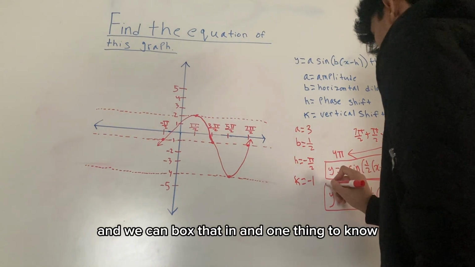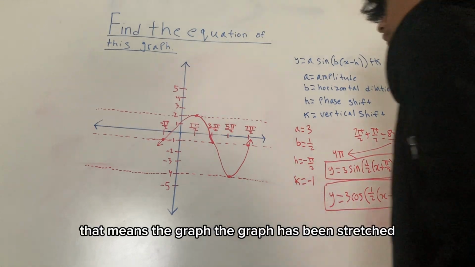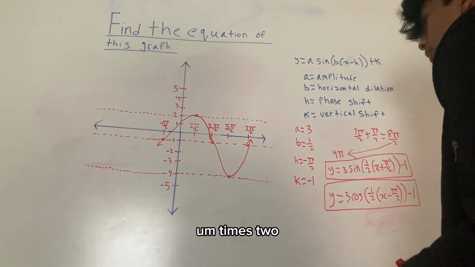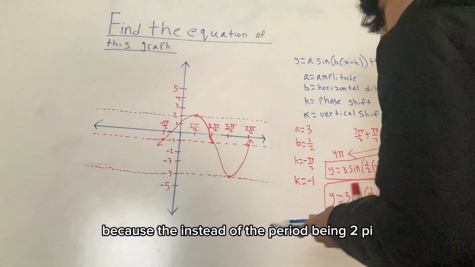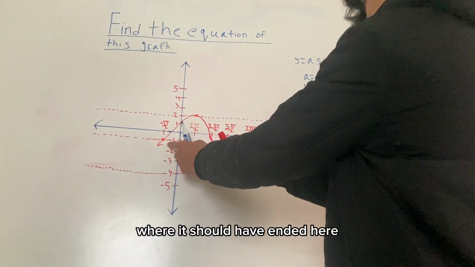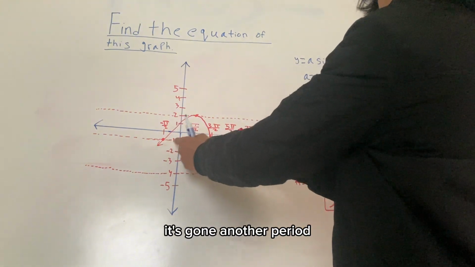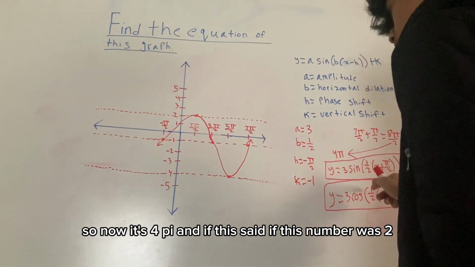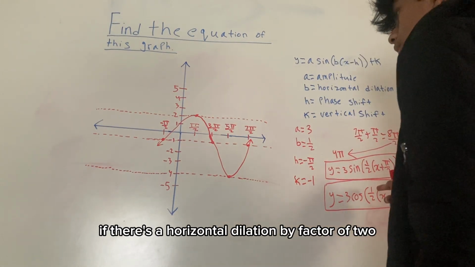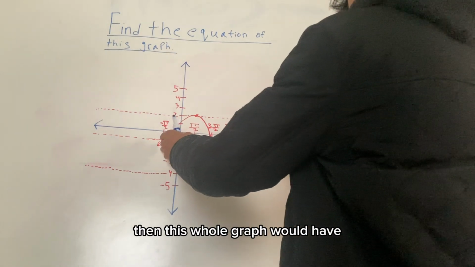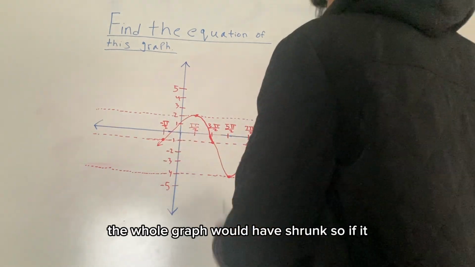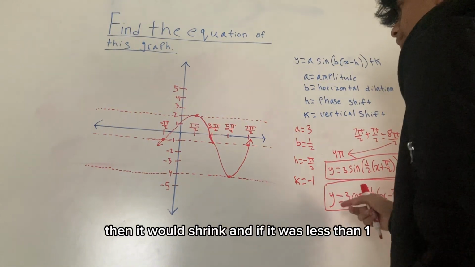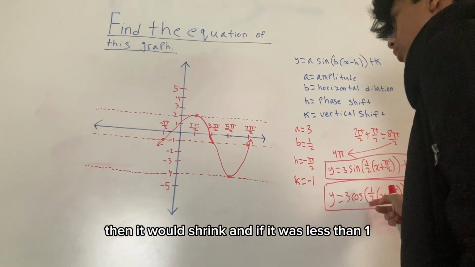One thing to note, if it says 1 over 2, that means the graph has been stretched times 2. Because instead of the period being 2 pi, where it should have ended here, it's gone another period, so now it's 4 pi. And if this number was 2, if there's a horizontal dilation by a factor of 2, then the whole graph would have shrunk. So if the dilation is above 1, then it would shrink, and if it was less than 1, then it would grow.